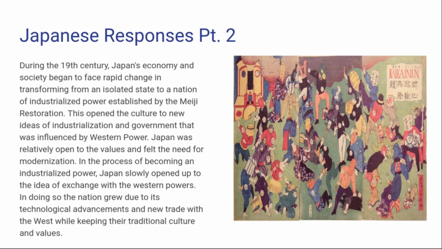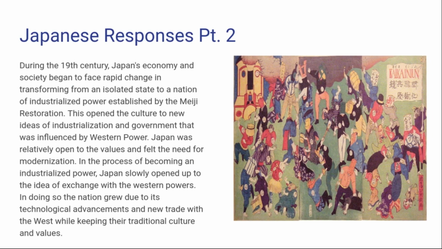Japanese responses, part 2. During the 19th century, Japan's economy and society began to face rapid change, transforming from an isolated state to an industrialized power established by the Meiji Restoration. This opened the culture to new ideas of industrialization and government that were influenced by Western power. Basically, this is telling you that Japanese influence was starting to change towards Western imperialism as they start to embrace Western imperialism.